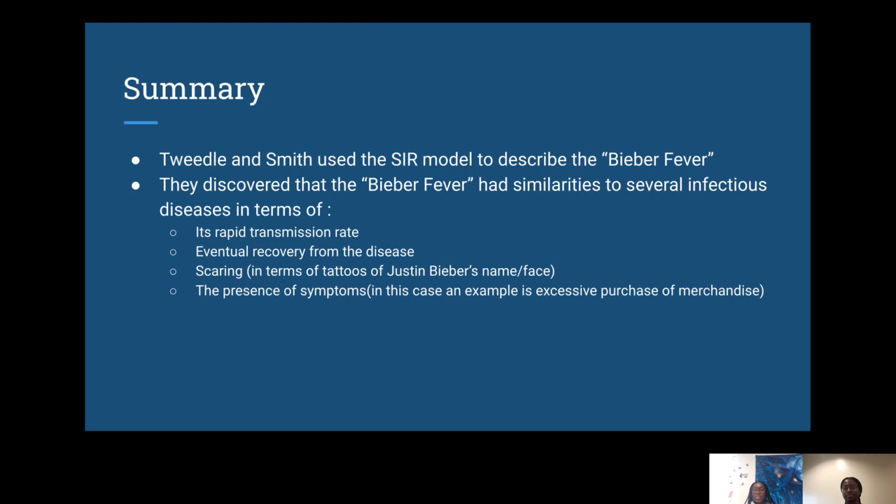In the model we'll be discussing, two people named Tweedle and Smith used the infectious disease model to model the public's obsession with pop star Justin Bieber, which they tagged the Bieber fever. While observing the Bieber fever, in quotes, they discovered that it had similarities to several infectious diseases in terms of its rapid transmission rate, the eventual recovery from the disease, scarring in terms of tattoos of Justin Bieber's name or face, and the presence of symptoms. In this case, an example of a symptom is the excessive purchasing of merchandise.